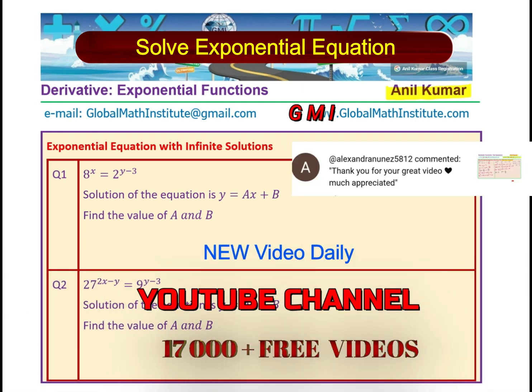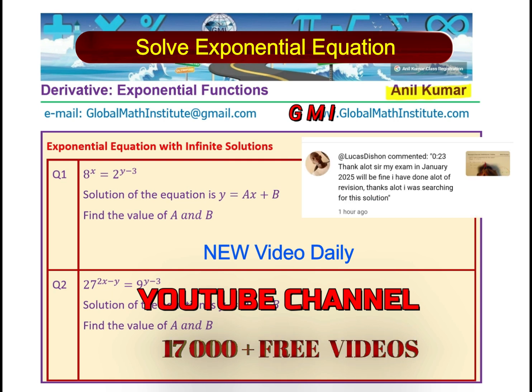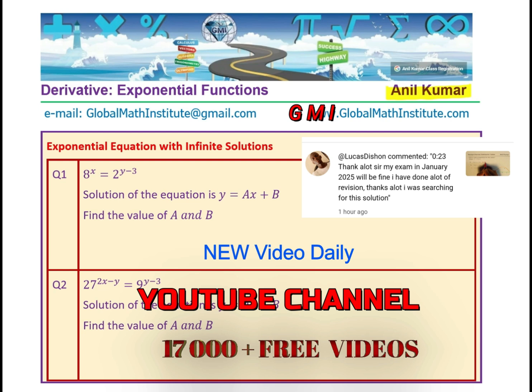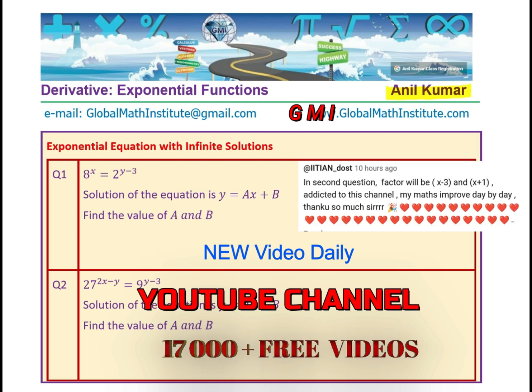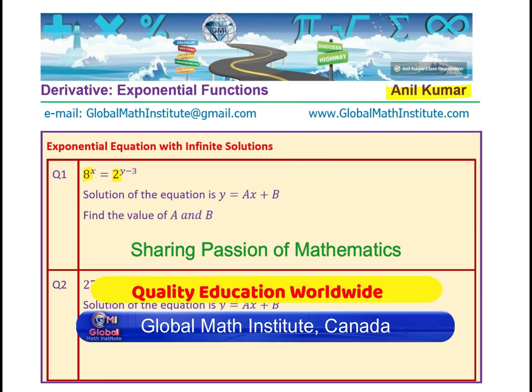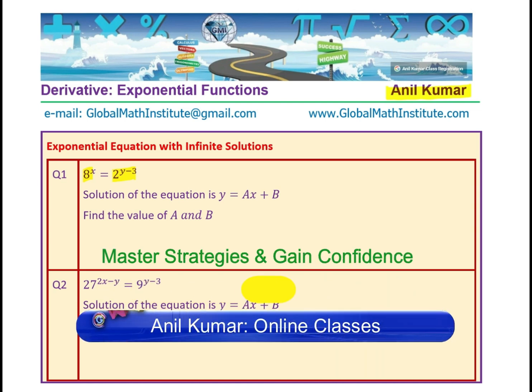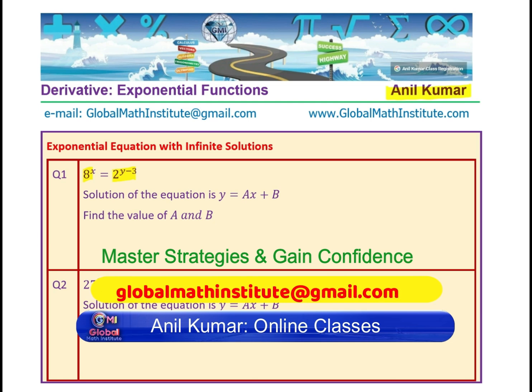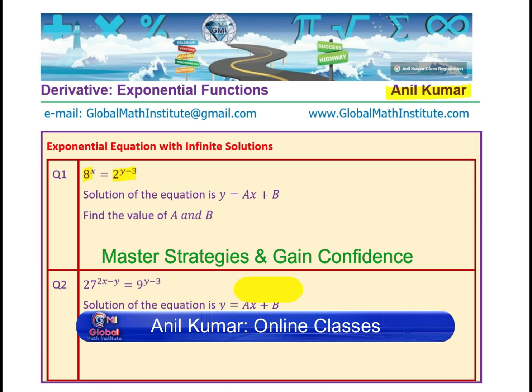Here we have a very interesting question based on exponential equations. And you will notice that these equations have infinite solutions. The question here is 8 to the power of x is equal to 2 to the power of y minus 3. The solution of the equation is y equals ax plus b. Find the value of a and b. Very similar, question number 2 is also provided for you to practice. Now let us see how we solve such questions.